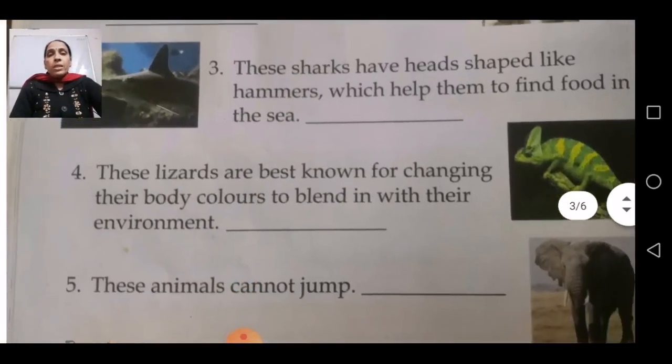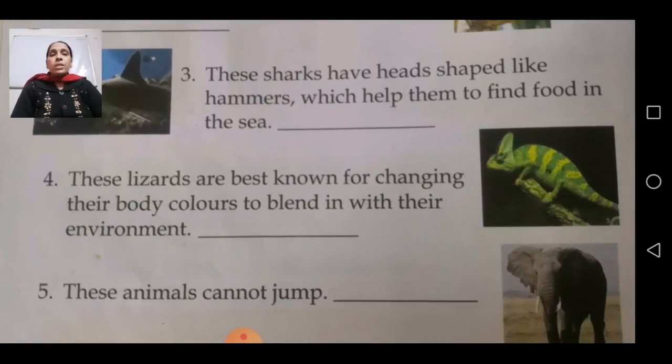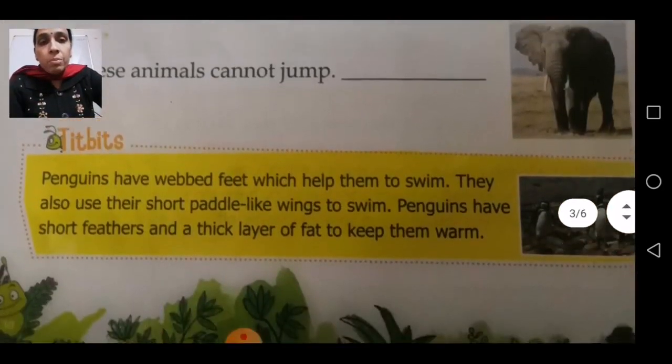Number 4, these lizards are best known for changing their body colors to blend in with their environment. That is chameleon. The chameleon is well known for changing body colors. Now we'll come to number 5. These animals cannot jump. Yes, the elephant cannot jump. If the elephant tries, it will fall backward. So the elephant cannot jump. Now tidbits is very important.